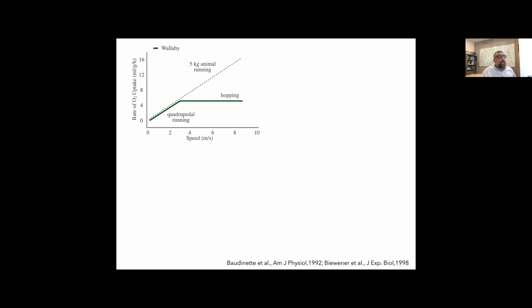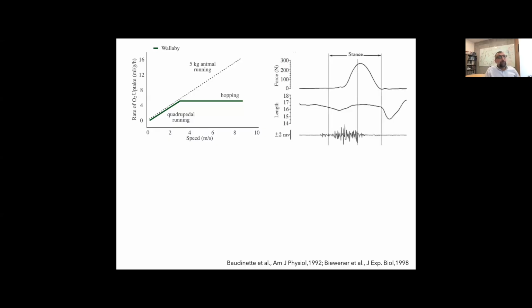Following that observation, Russ worked with Andy Biewener to actually make muscle measurements in wallabies. And here we have force in the top. We've got length of the muscle fascicles in the middle and EMG activity shown there. What I want you to take away from this is that, yes, during stance, there's this large period of force. However, there is very little length change in that muscle. And so what was found is that, okay, the muscles really aren't doing much mechanical work at all. During the stance phase of locomotion, they're operating isometrically.